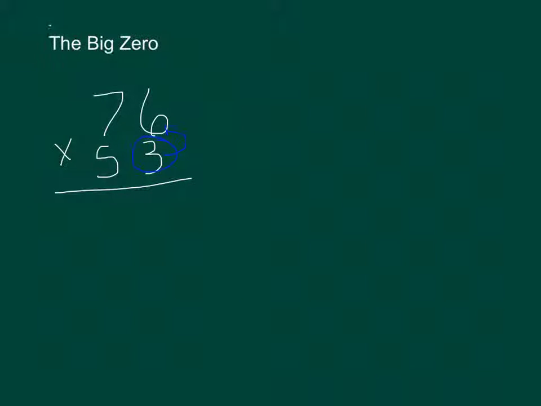3 times 6 is 18. Bring down your 8, carry your 1. 3 times 7 is 21, plus the 1 that we carried makes it 22. Now before we start the second row, first we add the big zero.